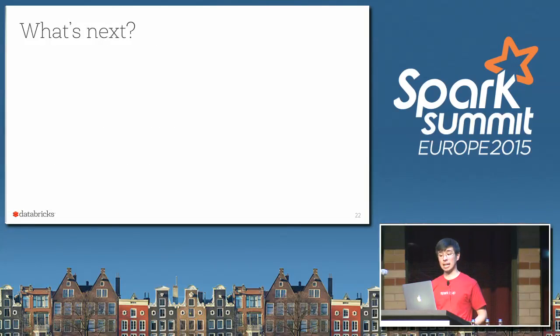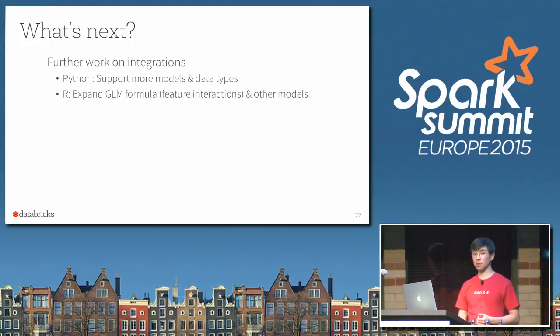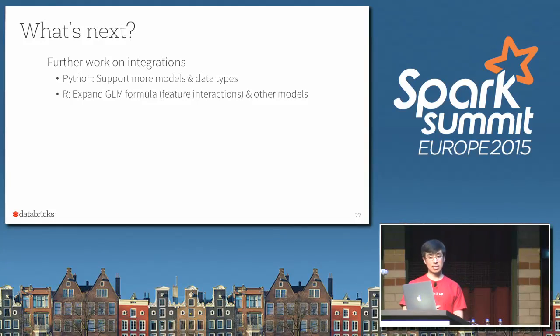Cool. And so finally, what's next? The first thing that's going to happen is further work on these integrations. For Python, what I'd really like to do is support more models and data types in these nice functionalities of distributing cross-validation and converting between MLlib and scikit-learn models. For R, there's ongoing work on expanding GLM formulas, such as to include feature interactions, and also to support calling into other MLlib model types from R.